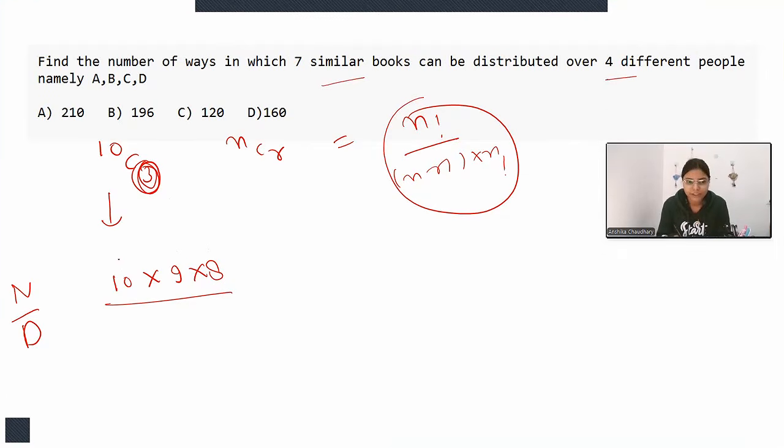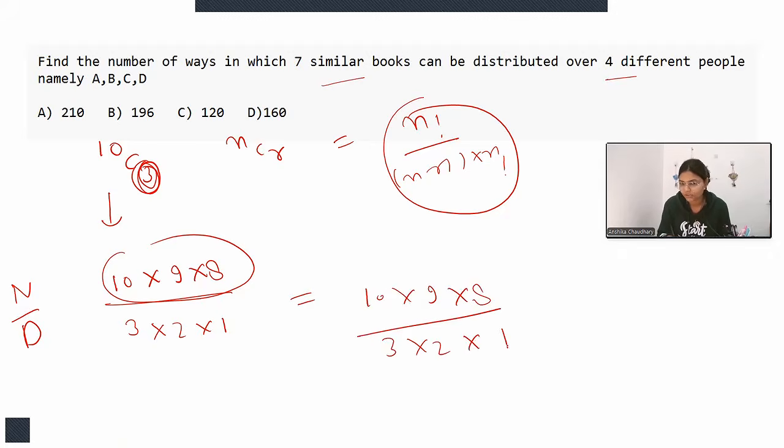Okay. Now, the numerator we have done. Now for solving the denominator, again we have 3, right? So we will go till 1 and take 3 terms only. So 3 into 2 into 1, in reverse order, simple, right? So let's solve it. 10 into 9 into 8 upon 3 into 2 into 1. 2 4s are 8. Now 3 3s are 9. So 4 3s are 12 and into 10, so 120. So in 120 ways, I can distribute my 7 similar books among 4 different people.